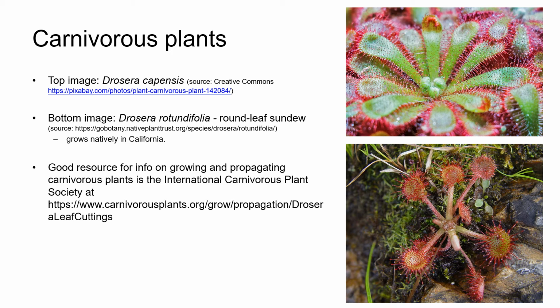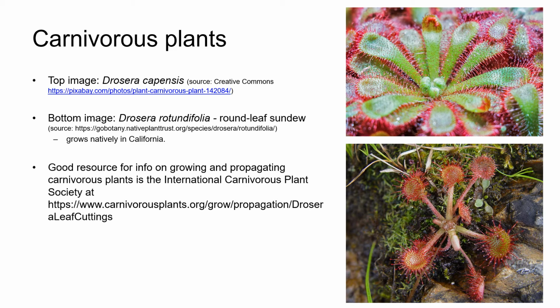The sundews, which are species of Drosera, are carnivorous plants that are most commonly propagated from leaf cuttings, and you can see two photos on the right of Drosera capensis at the top and Drosera rotundifolia at the bottom, which grows natively in California in boggy areas in the Sierra foothills.